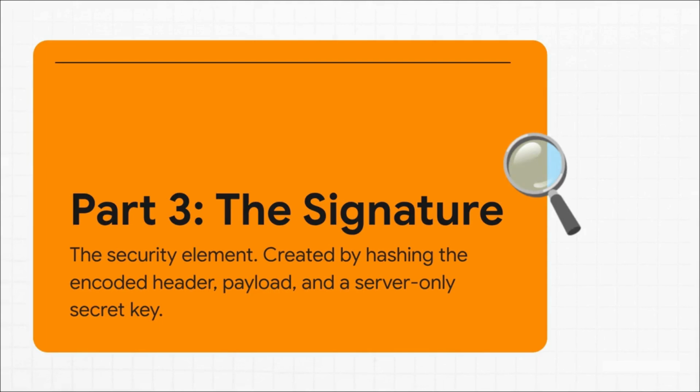So you might be thinking, if anyone can read it, where is the security? It all comes down to part 3. The signature. This is the tamper-proof seal. It's created by taking the encoded header, the encoded payload, and a secret key that only the server knows, and running them all through a cryptographic hashing function.